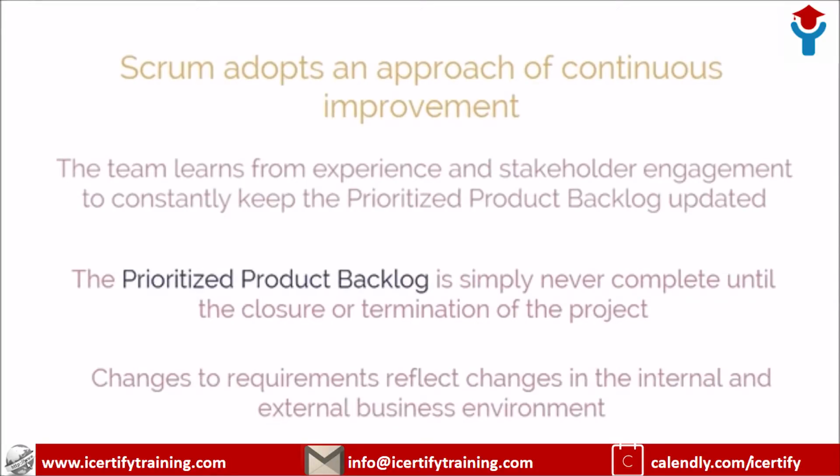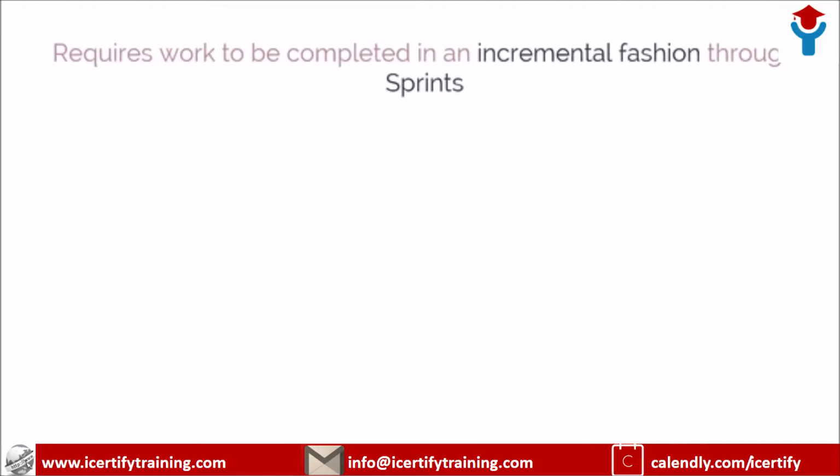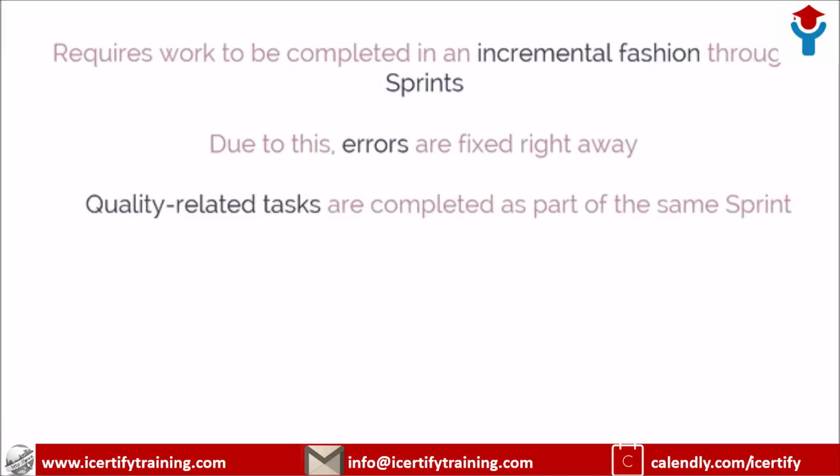Moreover, any changes to the requirements reflect changes in the internal and external business environment and allow the team to continually work and adapt to achieve those requirements. Through repetitive testing, Scrum requires work to be completed incrementally through sprints, rather than waiting until the end to produce deliverables. This means that errors get fixed right away, instead of being postponed until the end of the project. Moreover, important quality-related tasks, for example, development, testing, and documentation, are completed as part of the same sprint by the same team.